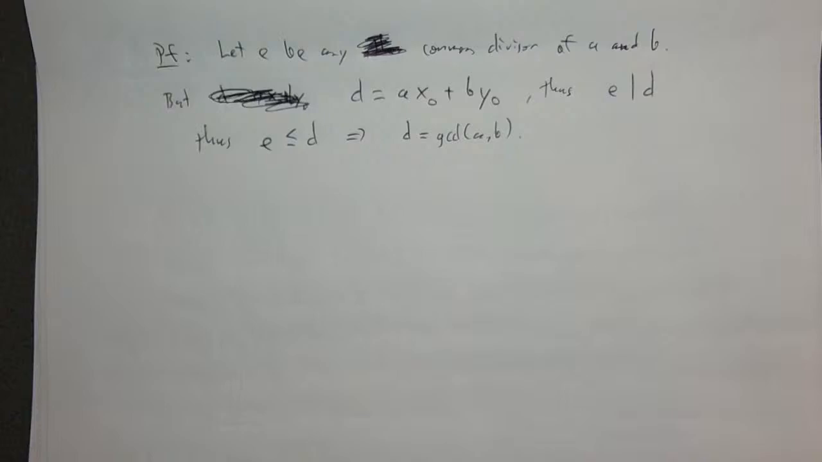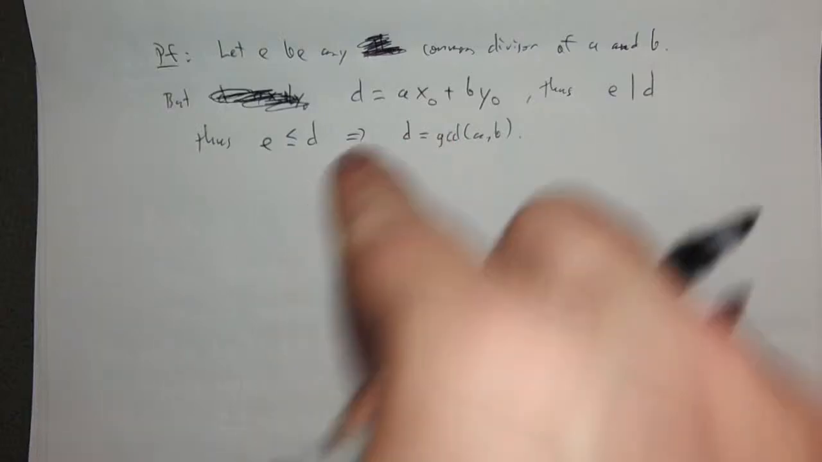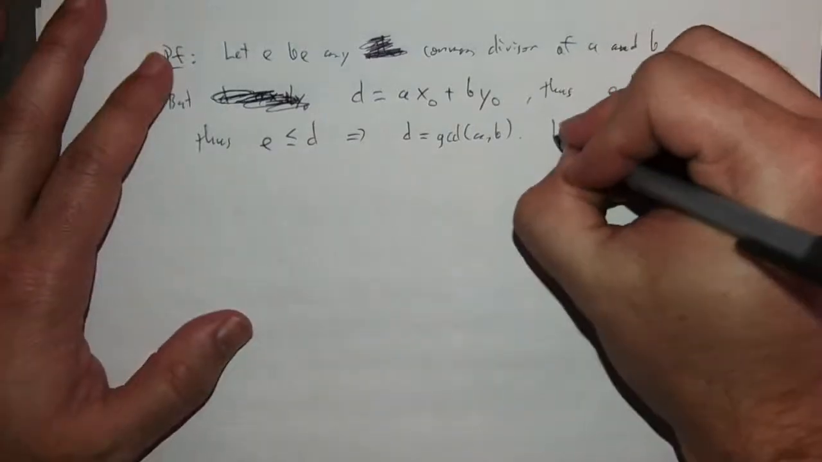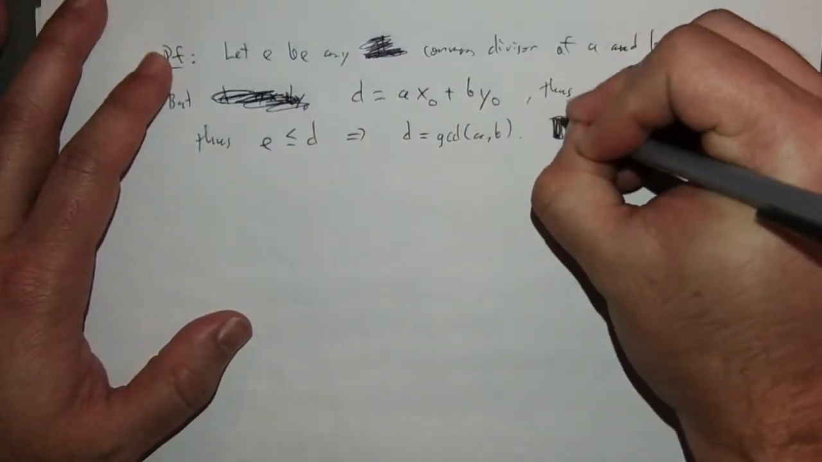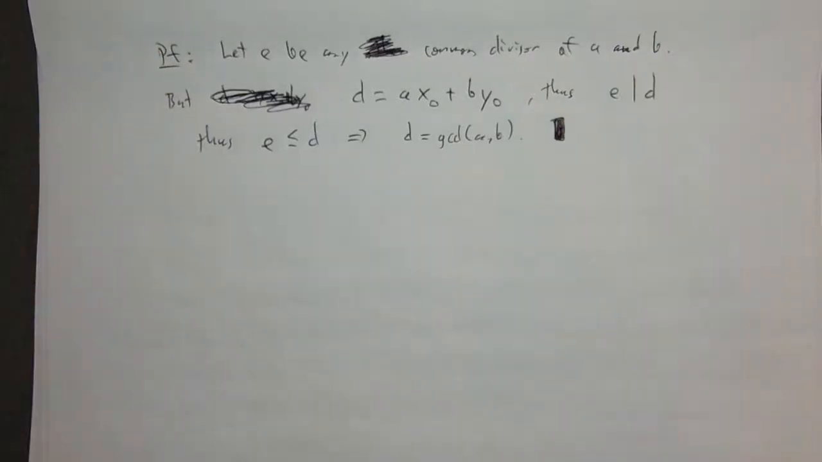Okay. So by construction, it is a linear combination of A and B. So there exist x naught and y naught that make this work. So that's it. That does it. It might seem kind of a roundabout way to go about it, but that's how it's done.